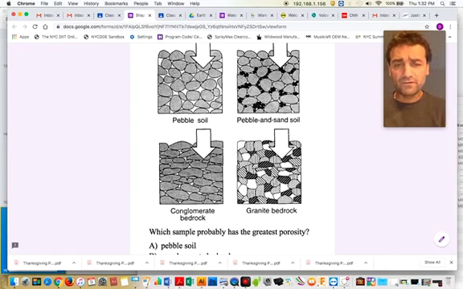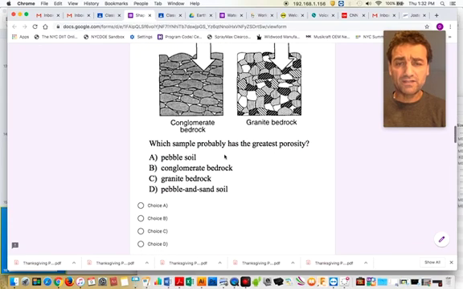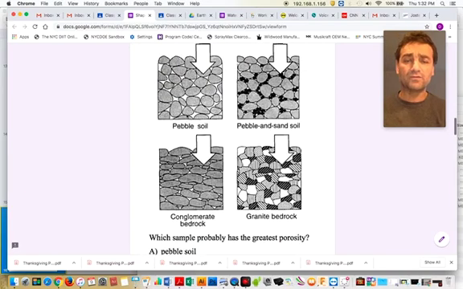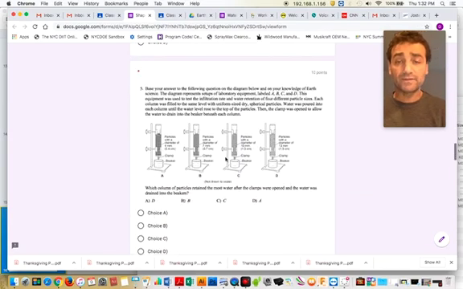We have these here. This flat shape kind of squeezes out any of the air. So it looks like it's this one here, the pebble soil. So the answer would be A, pebble soil. That would have the greatest porosity, because look at the size of the pores compared to the particles. They're big, right? Bigger than any of the other choices.